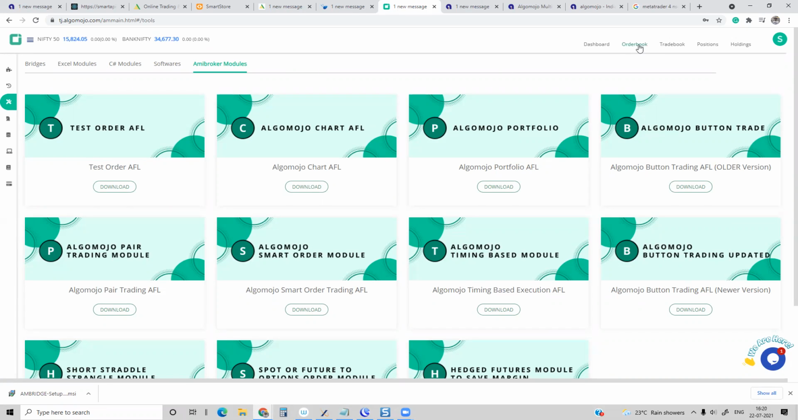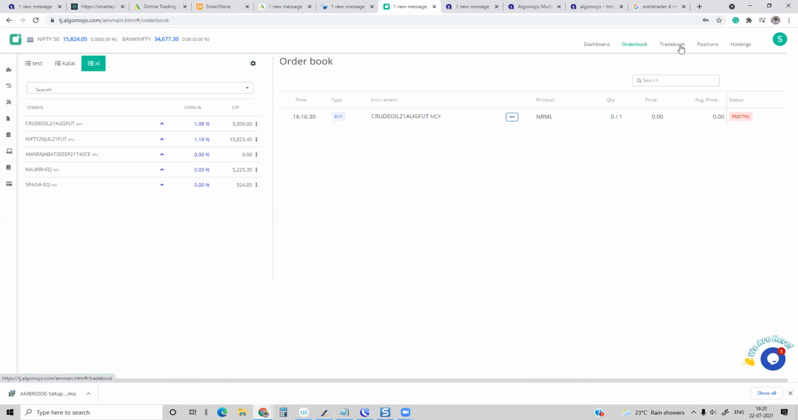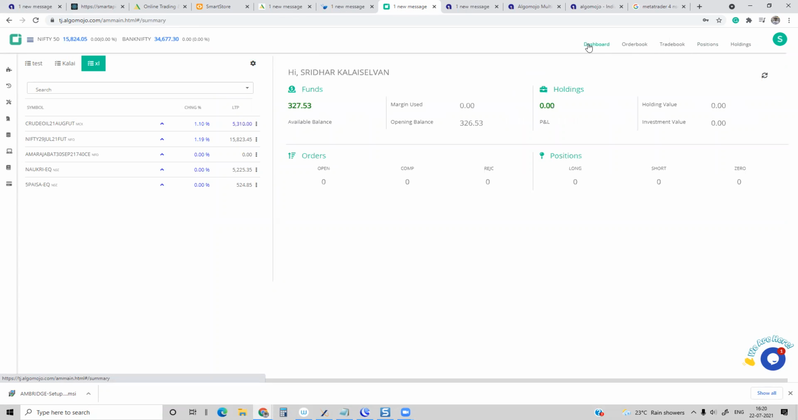And like every other trading terminal, we also have an order book, trade book, position book, and holdings. If there are any open positions, all those open positions will get listed under the position book over here. Now coming back to the MetaTrader, right?